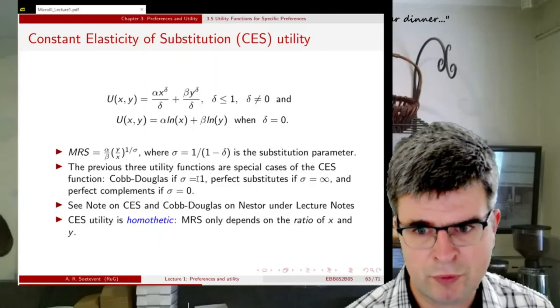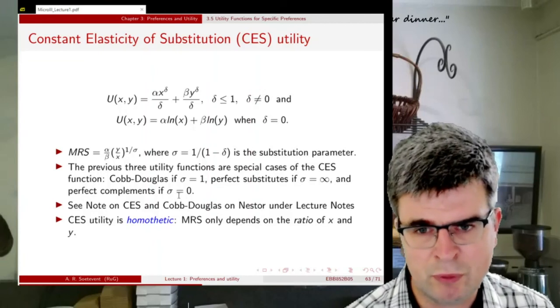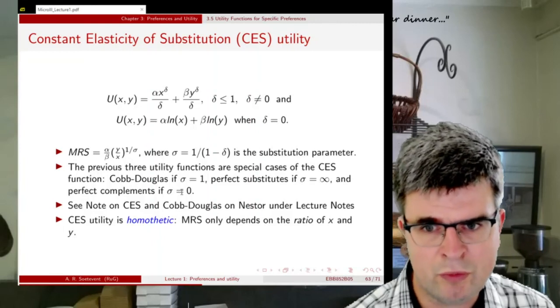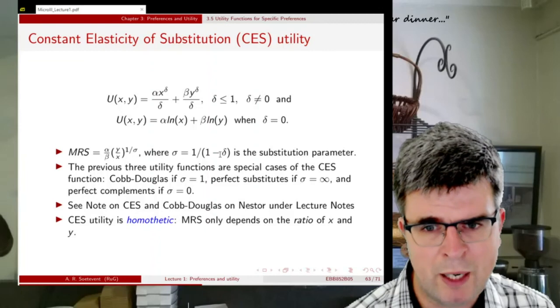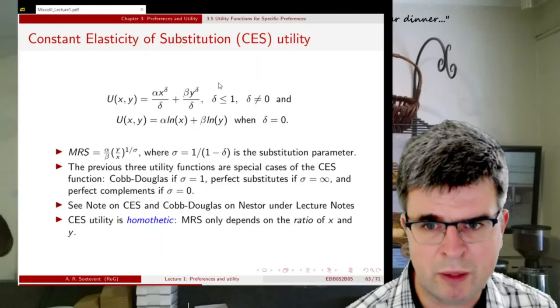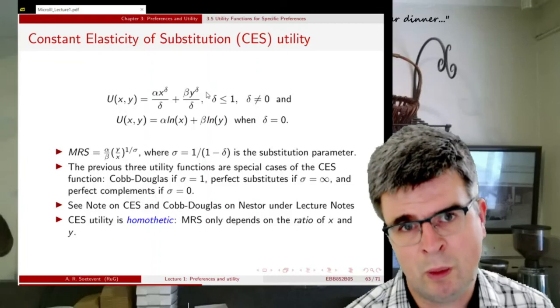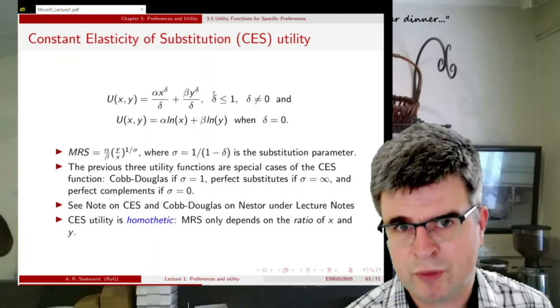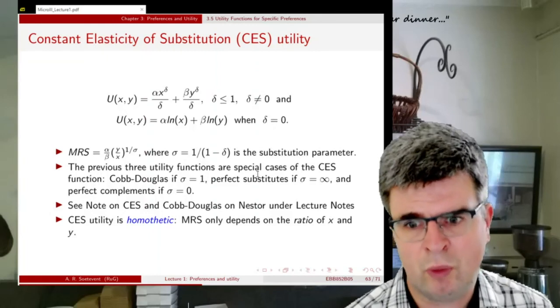And then finally, with perfect complements, sigma is equal to 0. And if sigma is equal to 0, it means that we need to take a value of delta that is minus infinity. And if delta is equal to minus infinity, we arrive at a limiting case with the minimum utility function that we observed in the previous slide. For a derivation of that, I will refer you to the lecture notes that you can find online.